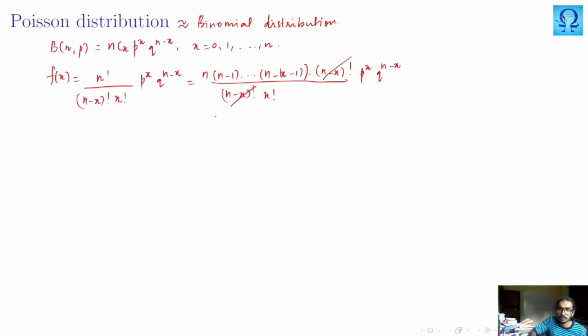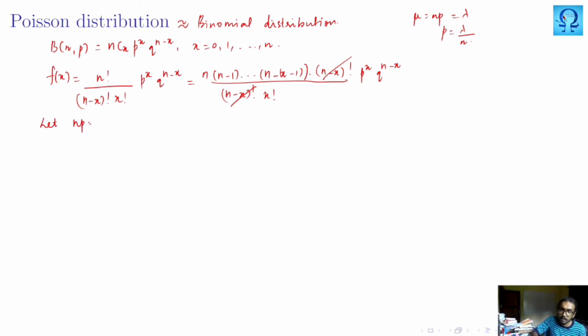So these two things get cancelled. Now, what is happening? Just compare the results in Poisson and binomial. The mean is np in binomial, whereas it is lambda in Poisson, right? So therefore this p can be written as lambda upon n. Okay, so we are just doing it.